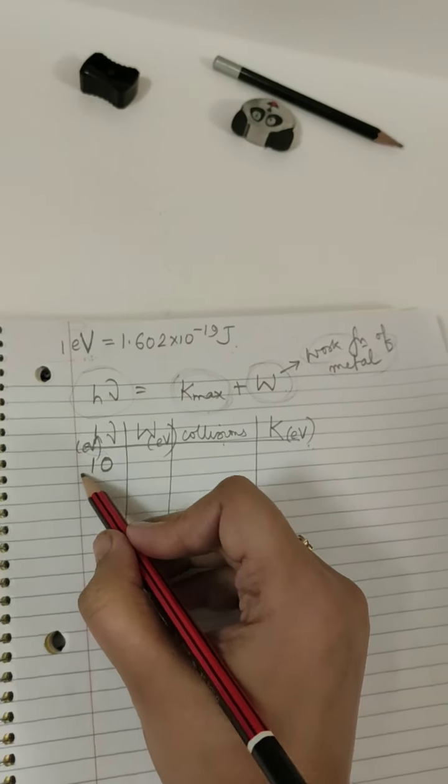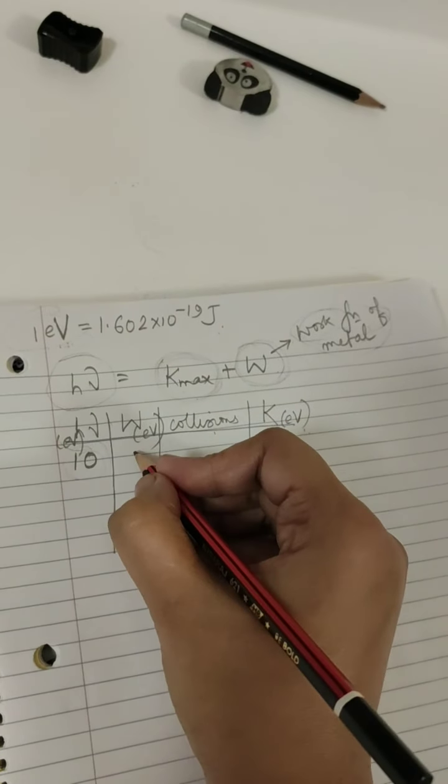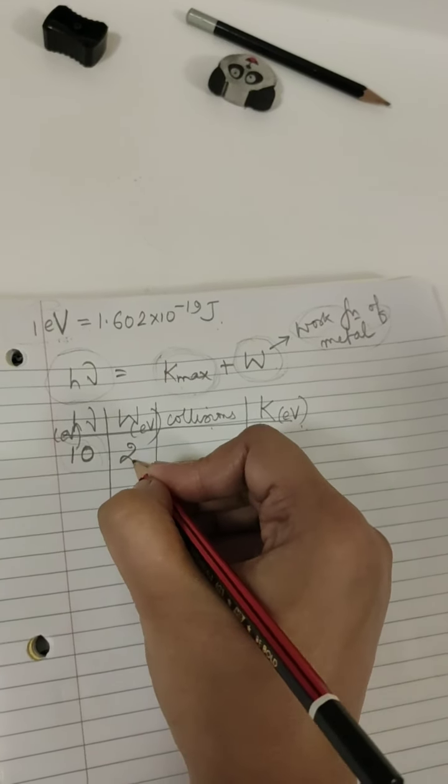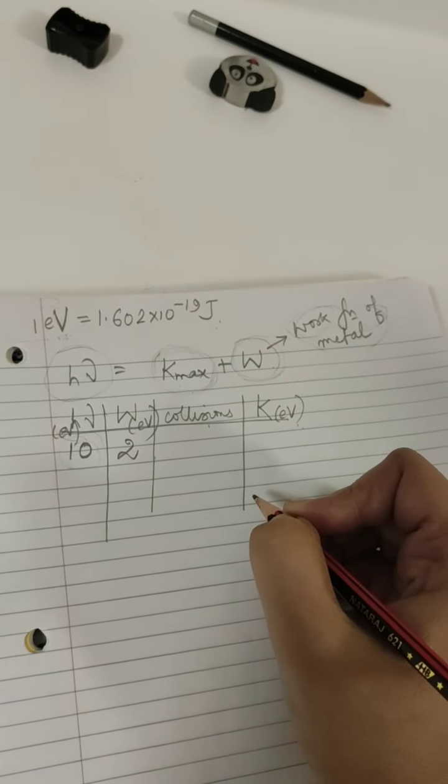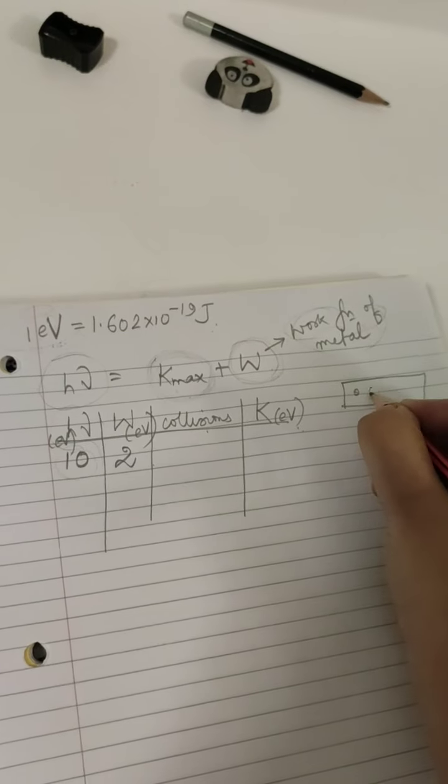Now, the energy of a photon, suppose it is 10 electron volt, and the work function of a metal is 2 electron volt. Okay, so a photon, these are the electrons.